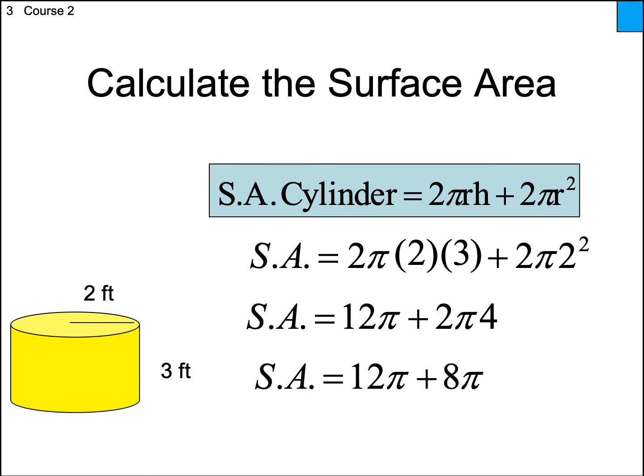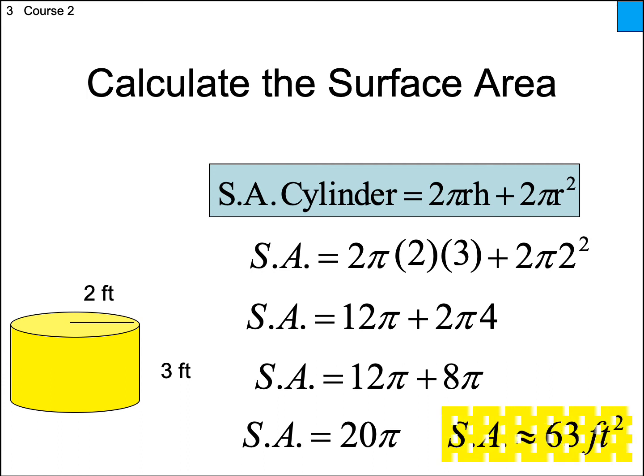Going too fast, rewind, pause, take a moment. 12 plus 8, or 8 plus 12, is 20, so we get 20 pi. And that's what we're going to actually convert back to an approximation, because now we're going to multiply by pi, by 3.14. Okay, so I'm getting about 65 square feet.